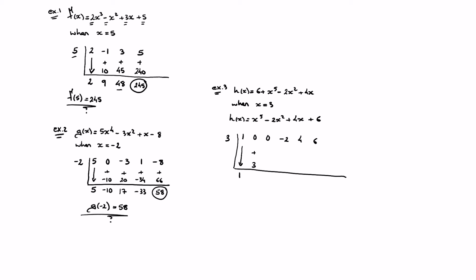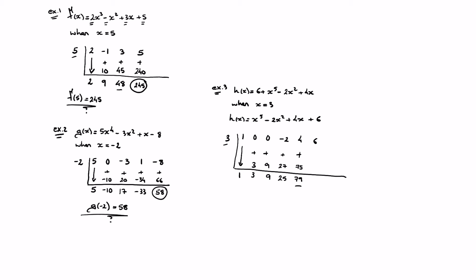0 plus 3 is 3. 3 times 3 is, of course, 9. 0 plus 9 is, of course, 9. 3 times 9 is 27. Negative 2 plus 27 leads us to 25. 3 times 25 is 75. 4 plus 75 leads us to 79.